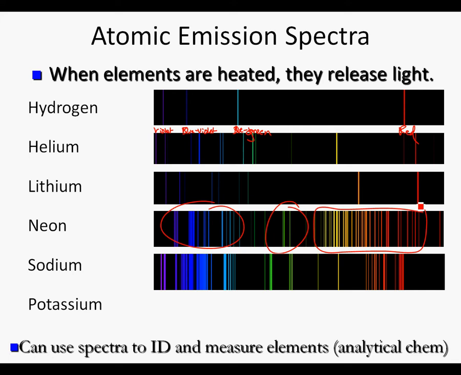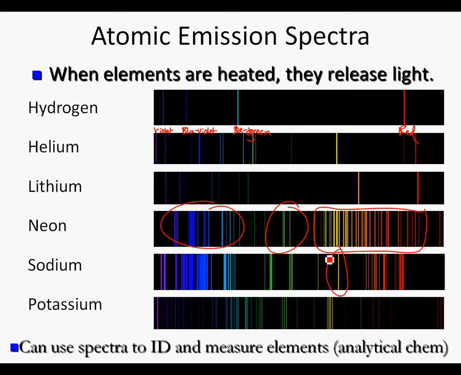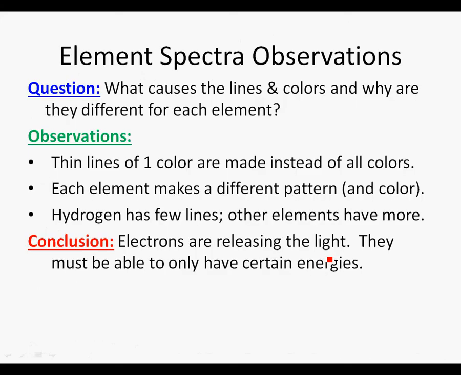Sodium lamps are street lamps. They kind of look orangey. It's because they make a very bright orange line here, but there actually are a few other colors in sodium. And potassium makes a bunch of colors too. One thing to point out is, what the heck's causing these lines? All these elements, you heat them up and you get these lines after you put it through a prism.